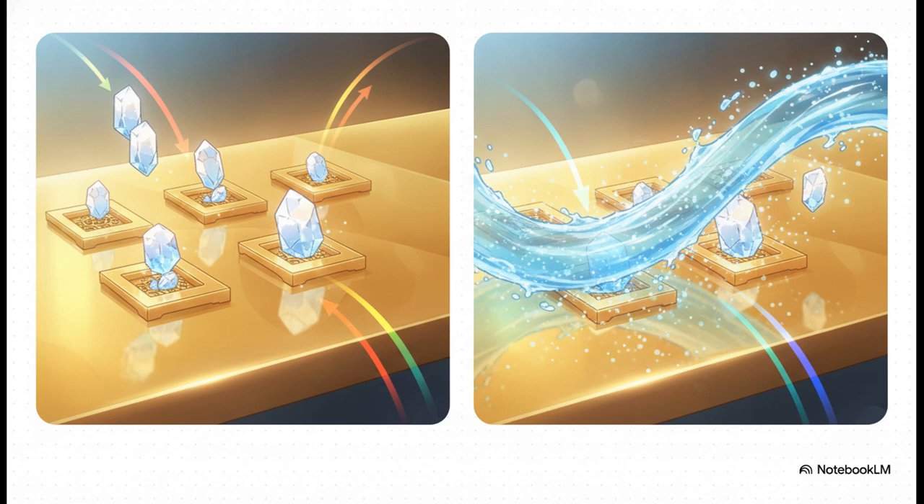Then we hit the dissociation phase. We stop the flow of the sample and instead wash it with a clean buffer. The molecules naturally start to break apart, the mass decreases, and the angle shifts right back.